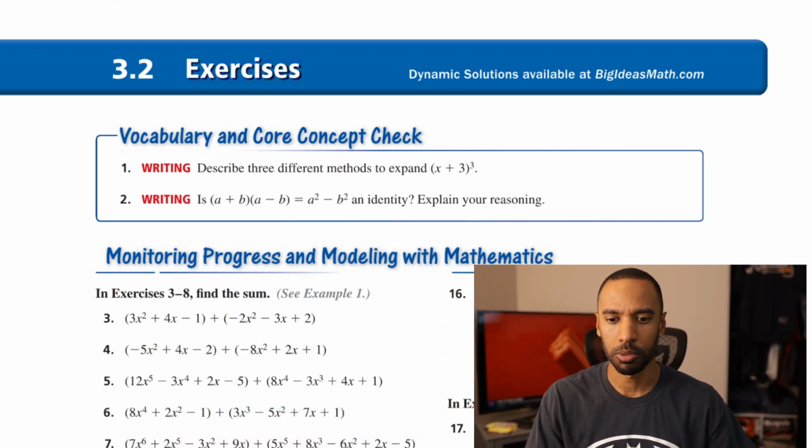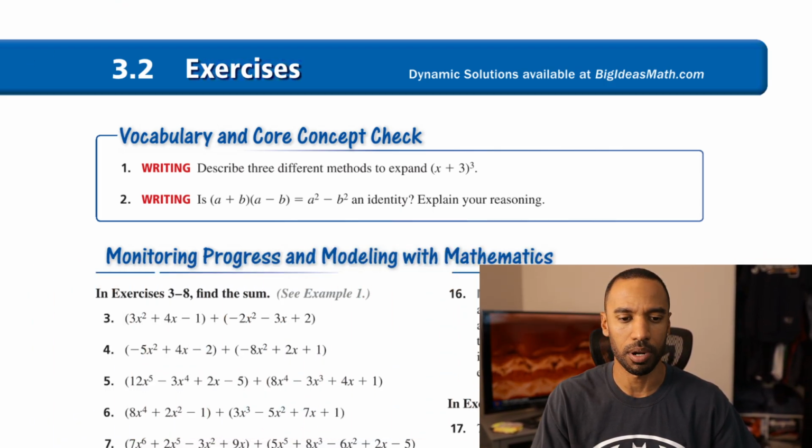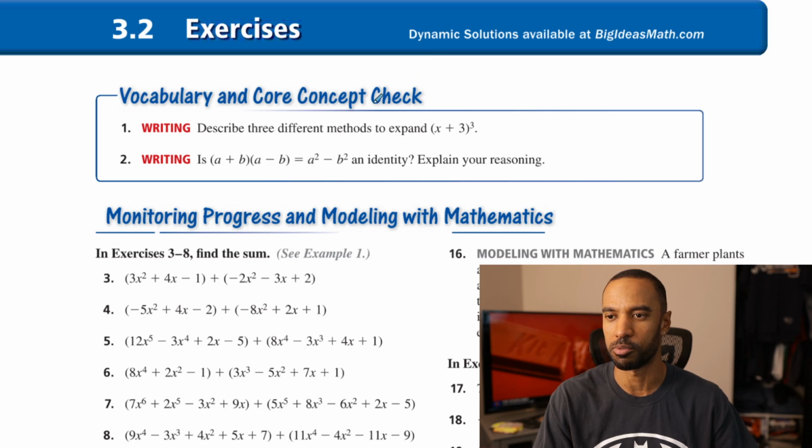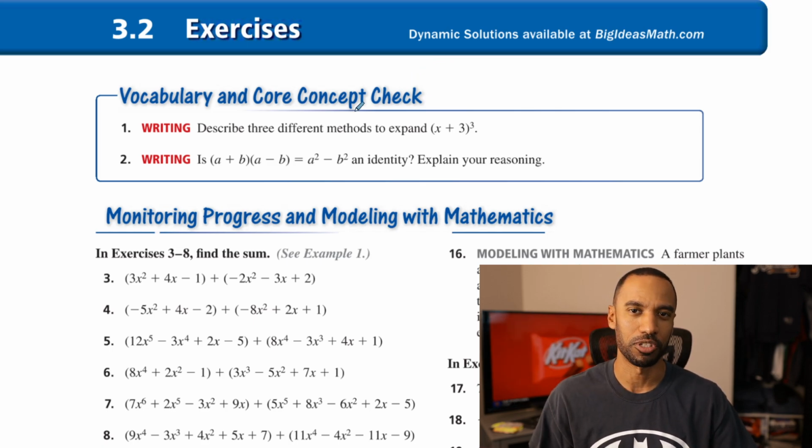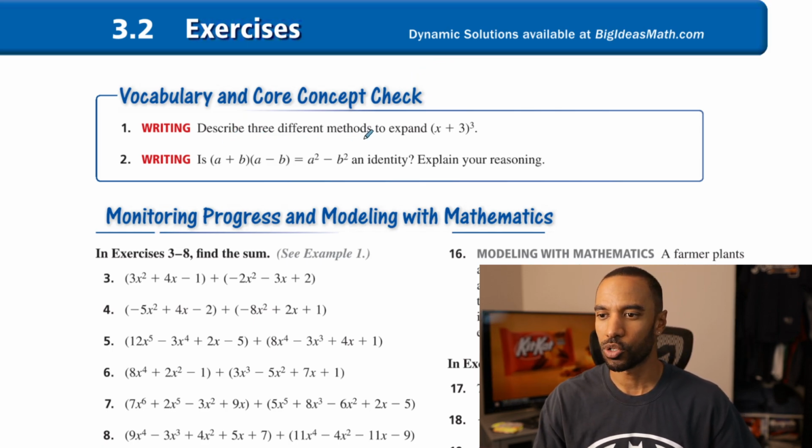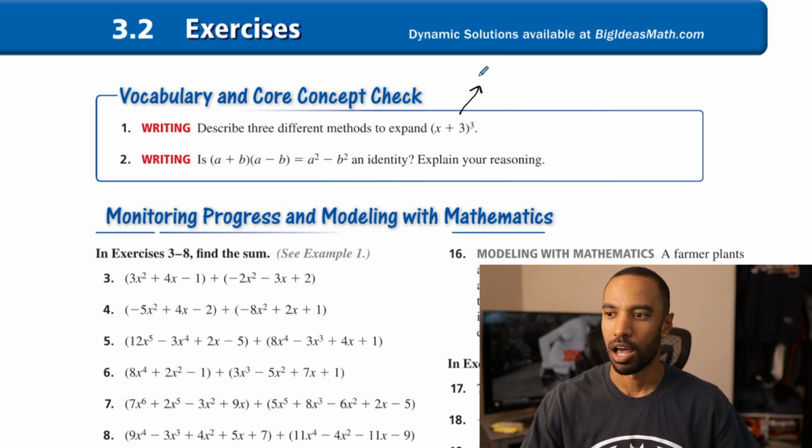All right, we're done with the lecture portion, about 25 minutes in. Let's go to numbers 1 and 2 on the vocabulary and core concept check, and then we have 93 more problems to do after that. Number 1 on writing: describe 3 different methods to expand x plus 3 quantity cubed. Well, I'll just show you.